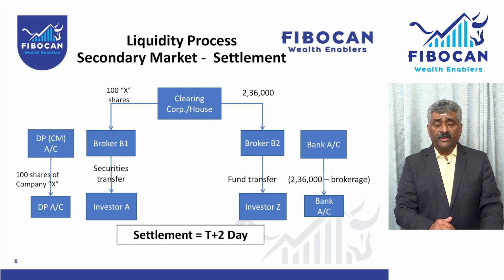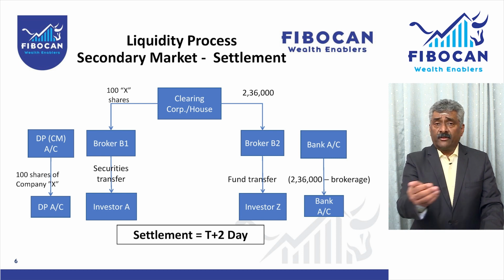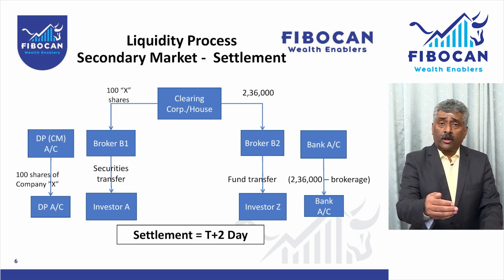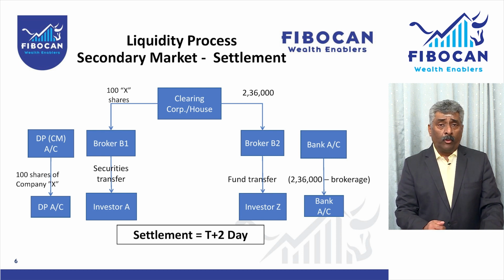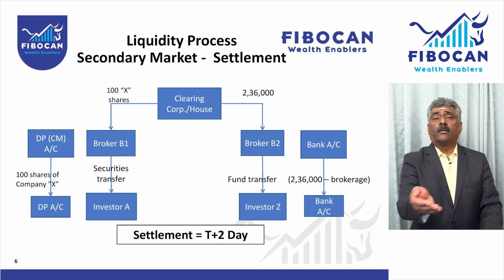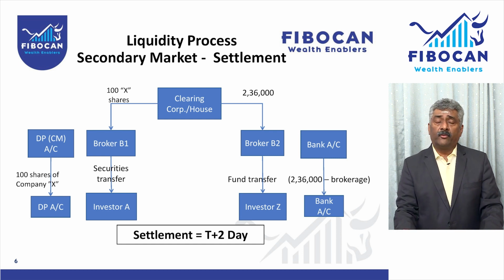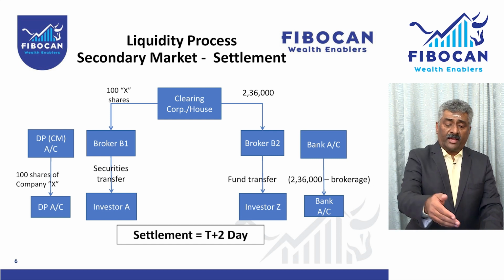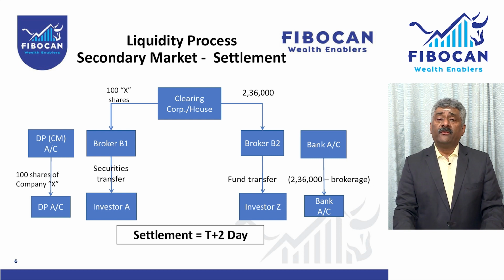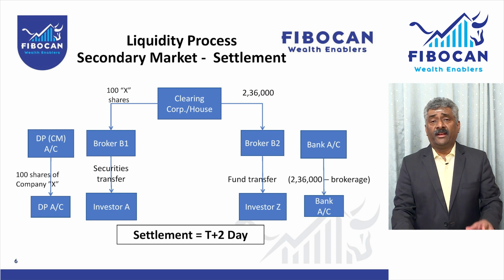Now investor A will get the securities from broker B1's pool account, because broker B2 would have transferred them from his clearing member account to broker B1's clearing member account. From there it will be passed on to investor A's depository account. So, he will get a clean credit.